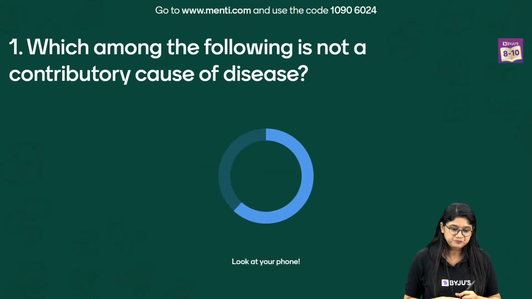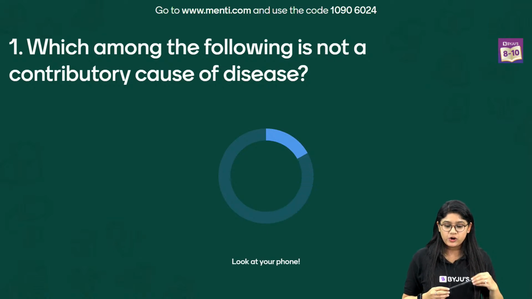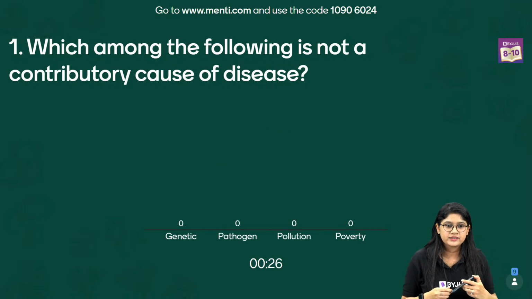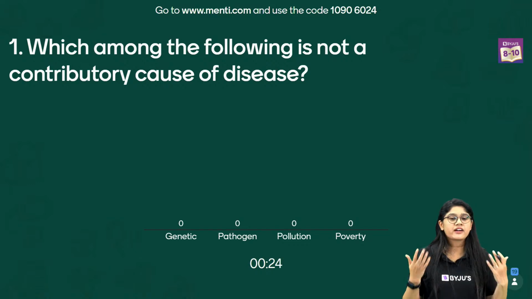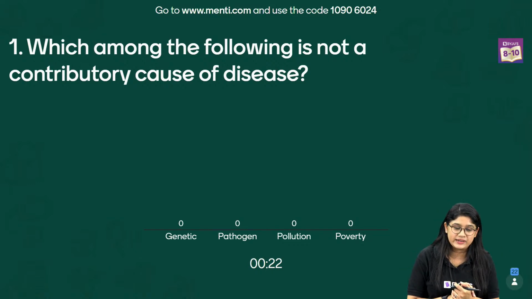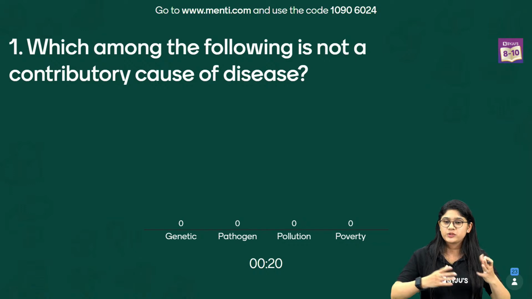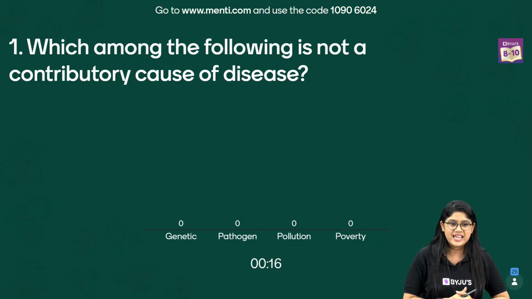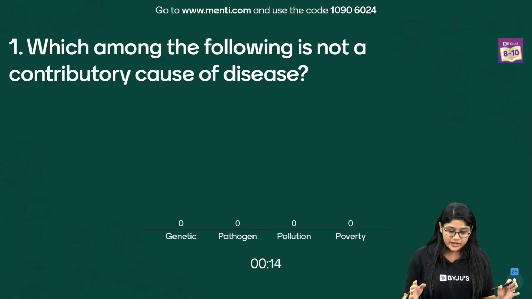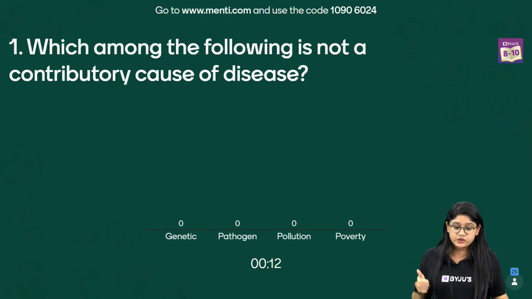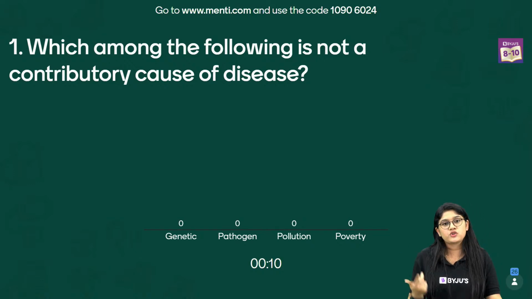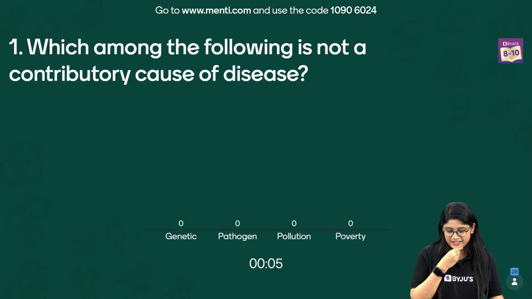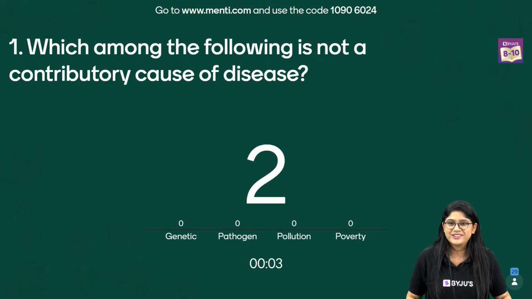Here we have: which among the following is not a contributory cause of disease? 30 seconds you have. Come on, everyone. Akriti, you can answer in the comments as well, but your name will not be there in the leaderboard. But that's okay, you will be getting the right answer. Which among the following is not the contributory cause of the diseases? Genetics, pathogen, pollution, and poverty. Super easy question. We have just discussed it.